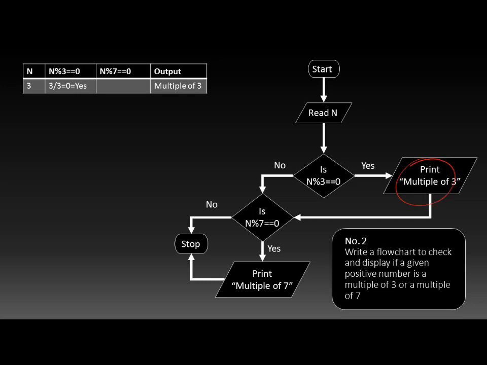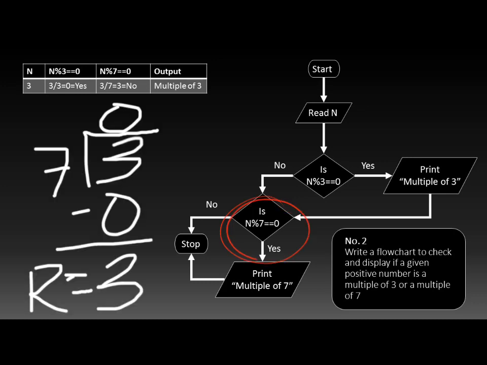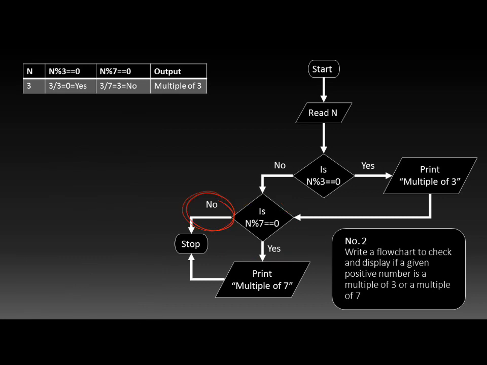So, after printing the multiple of 3, we have to determine if it is a multiple of 7. So, we have to go in this way, and is n modulo 7 equals 0. So, when you divide 3 divided by 7, you will get 0 and the remainder of 3. So, the answer is no. So, we have to stop.